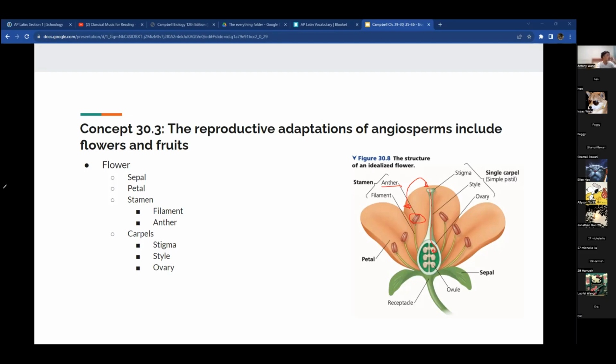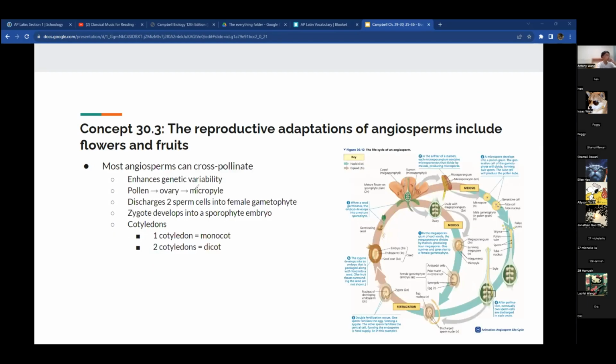So I'm going to erase it. Okay, clear all my drawings.